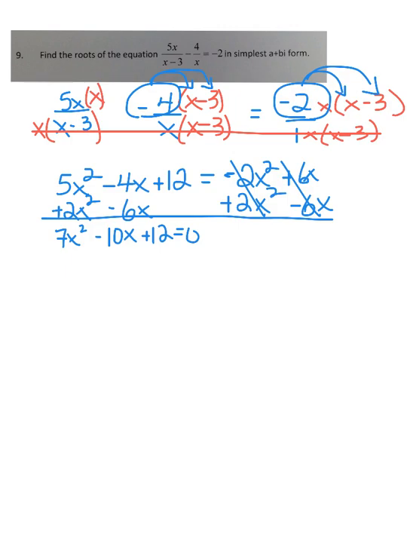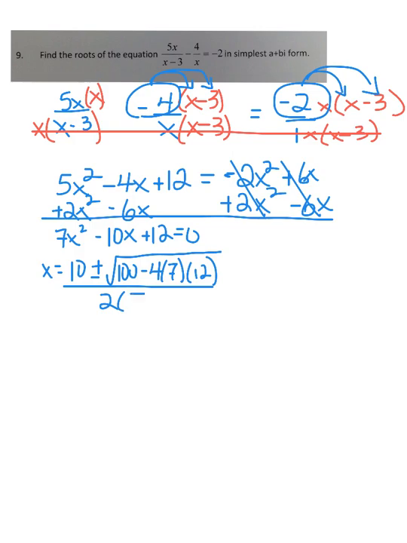Now we can work with this. So I've got x equals negative b, which is going to be 10, plus or minus the square root of b squared. Well, negative 10 squared is 100, minus 4 times a, which is 7, and c, which is 12. And the whole thing is over 2 times a, which is 7. Okay, so if we plug that into our calculator, we're going to get the square root of negative 236.